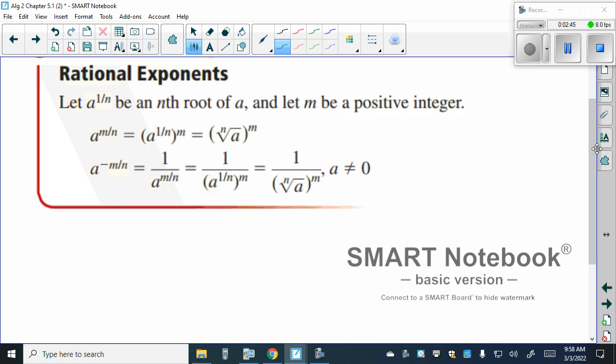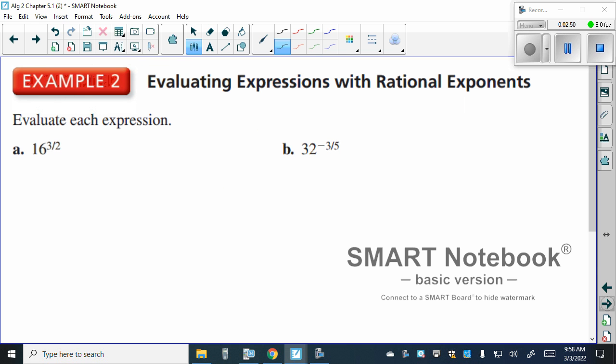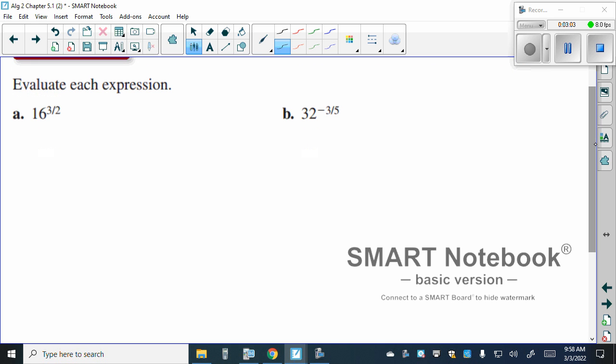And both of these here are just manipulating the equations to make them easier to work with, especially if we're wanting to solve them or evaluate them without a calculator. Now our first expression here, 16 to the 3 halves. According to the property we just had, a to the m over n is equal to a to the 1 over n to the m, or the nth root of a to the m. We can utilize this to solve 16 to the 3 halves.